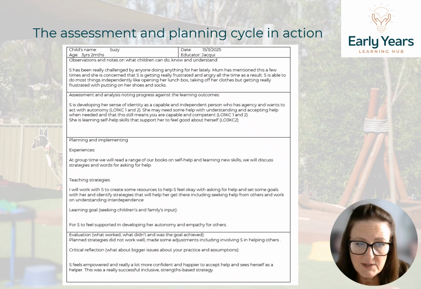That helped her to be able to feel okay with accepting the help herself. Critical reflection, Susie feels empowered and really a lot more confident and happy to accept help and sees herself as a helper. This is really a successful inclusive strengths-based strategy. So let's look at a little example of the planning cycle in one go. That one comes from the cycle of planning for individuals.